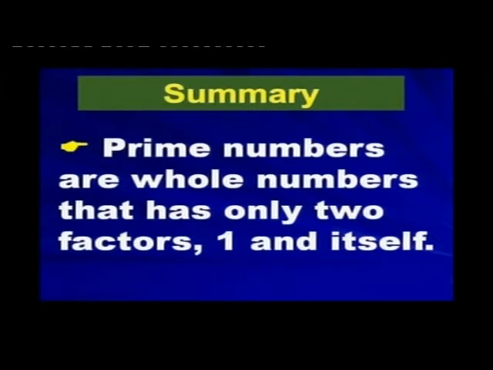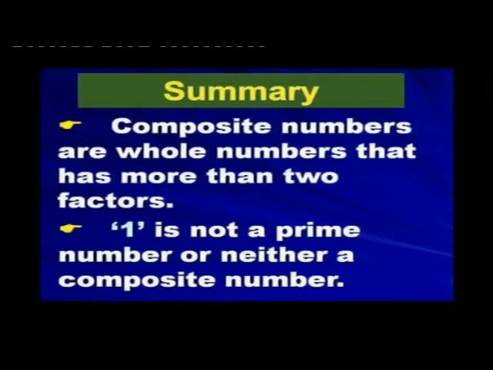And composite numbers. Class, can you read the meaning of composite numbers? Yes, let's have our friend there. What are composite numbers? Composite numbers are all numbers which have more than two factors. Very good. Students, composite numbers are whole numbers which have more than two factors.